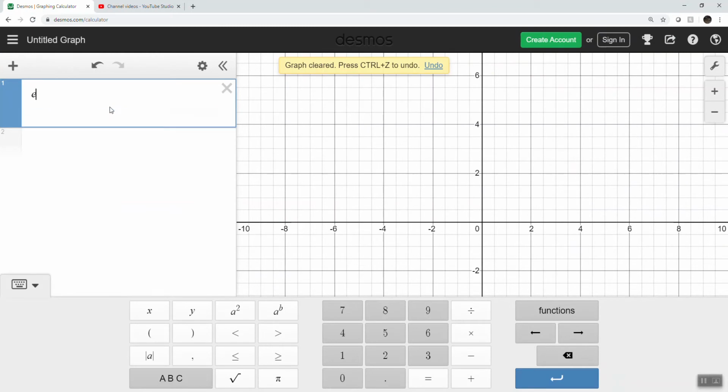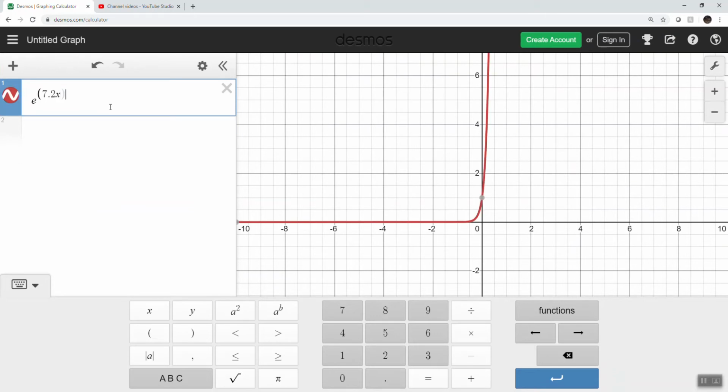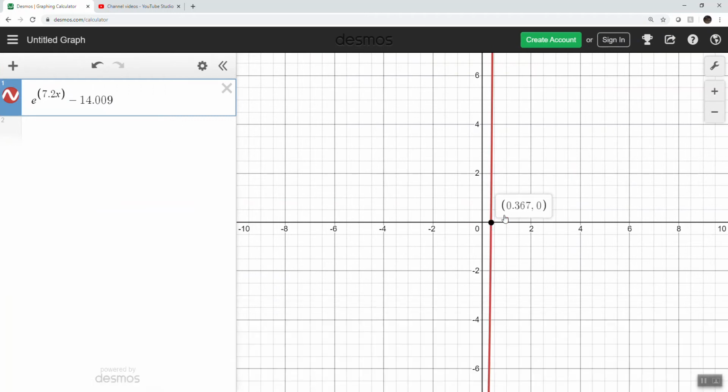And we did e to the, now notice I have to put in parentheses to make sure I get 7.2 times x, otherwise it pops the x down. And then minus 14.009. So since we're looking for where it hits 0, we just find where on the x-axis it is, and then we're going to draw ourselves a nice, neat little graph of that. And by neat, I mean just a whatever graph.